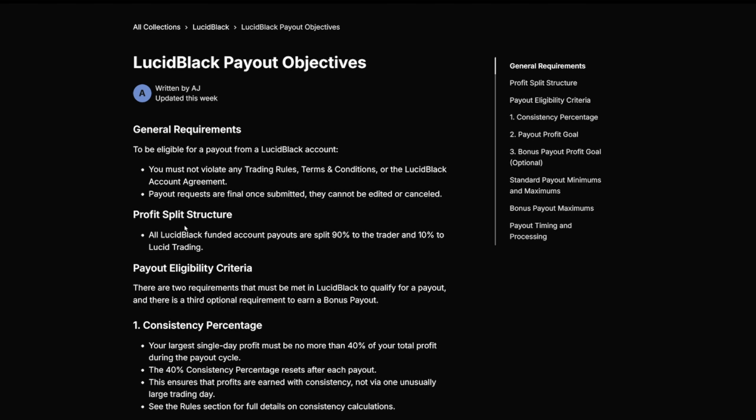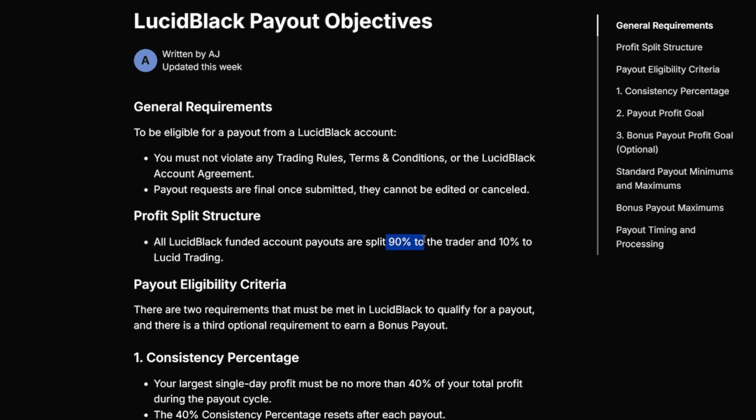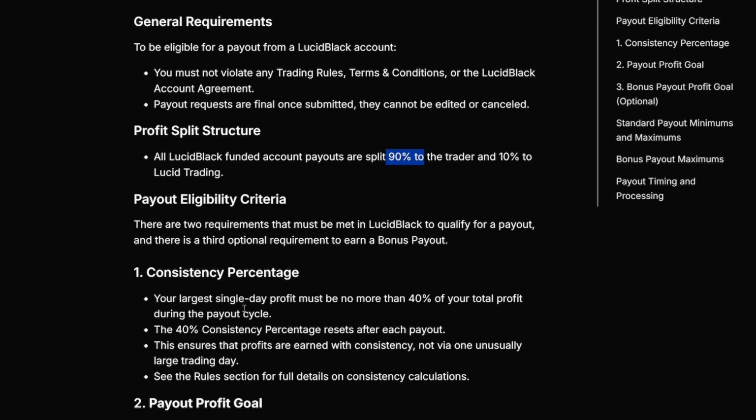Well, how does this compare to the Lucid Black payout objectives? We scroll down here real quick. The profit split 90-10, that is exactly the same. So nothing changes. We still get to keep 90% of the profits. We look at the consistency rule, also 40%. So at this point, nothing has changed.